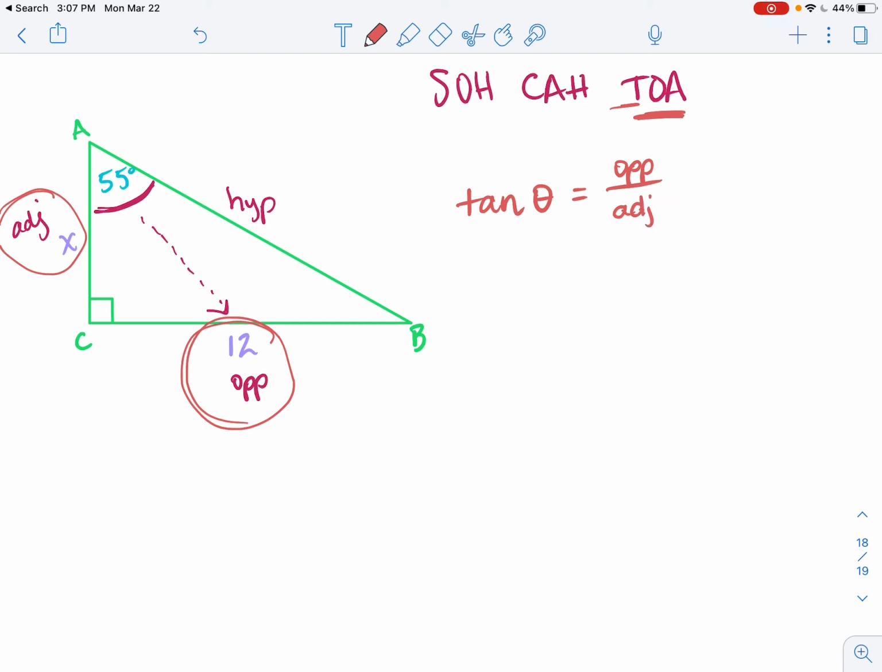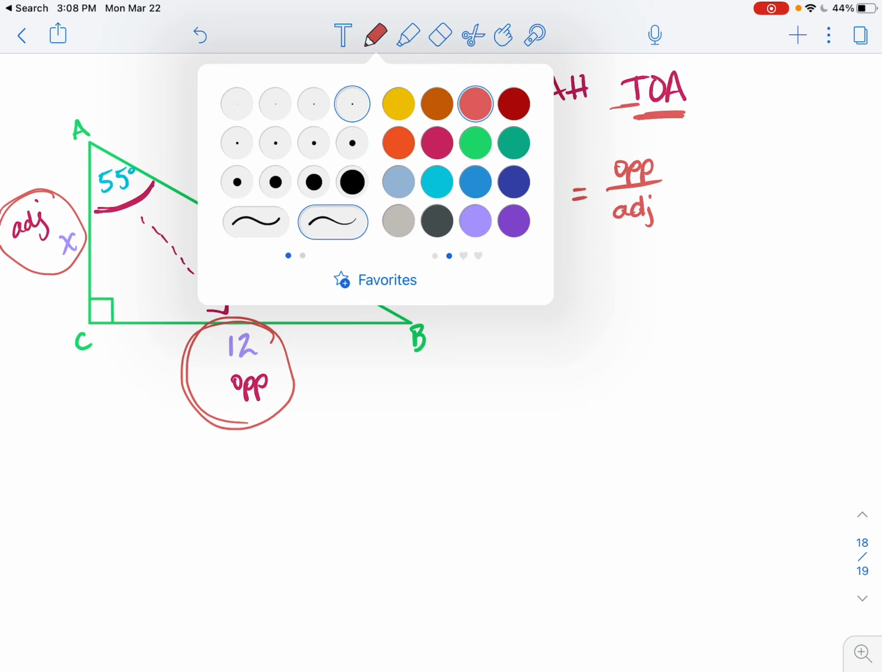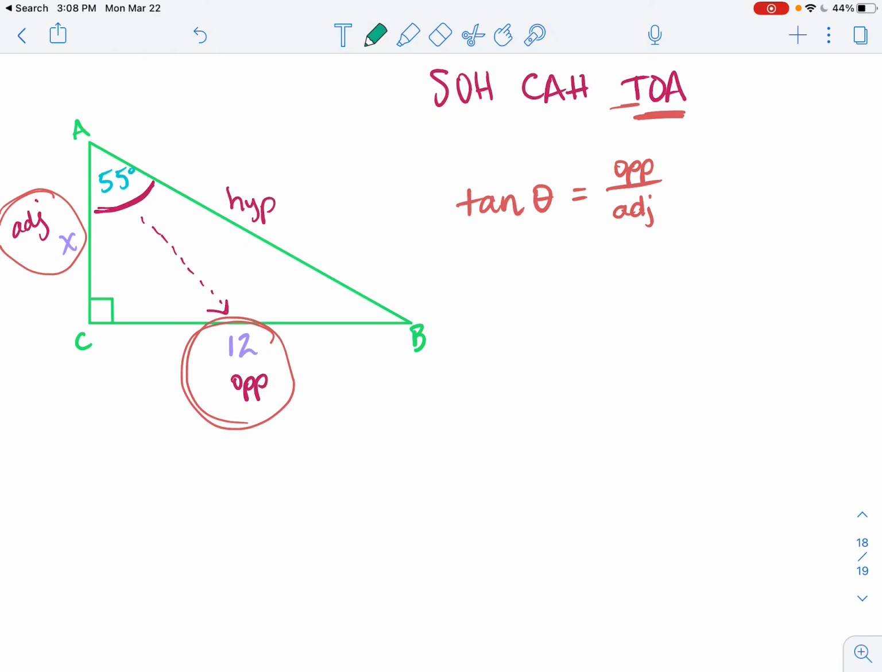Okay, so now we need to substitute in the known values. Theta represents the acute angle measure here, which is 55. So tangent of 55 equals, the opposite side is 12, and the adjacent side is x. So the right side of my equation is 12 over x.